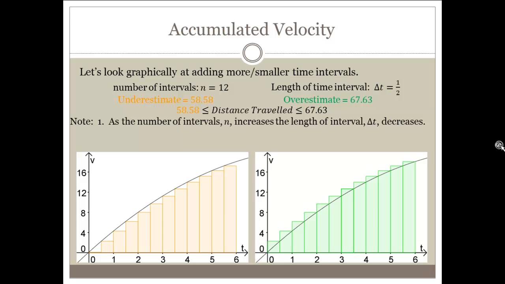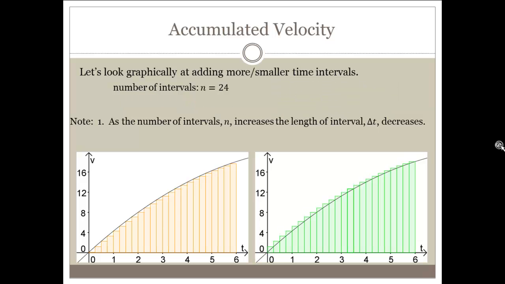We can now make our estimate even better by bumping our number of intervals up to 24, making them each only 1/4 of a second long. Again, we did not calculate the over and under estimates algebraically, but we can see them here graphically. And if we had calculated them algebraically, we would have gotten that the underestimate was 60.88 feet and the overestimate was 65.4 feet, which means that the distance traveled must be somewhere between 60.88 feet and 65.4 feet.